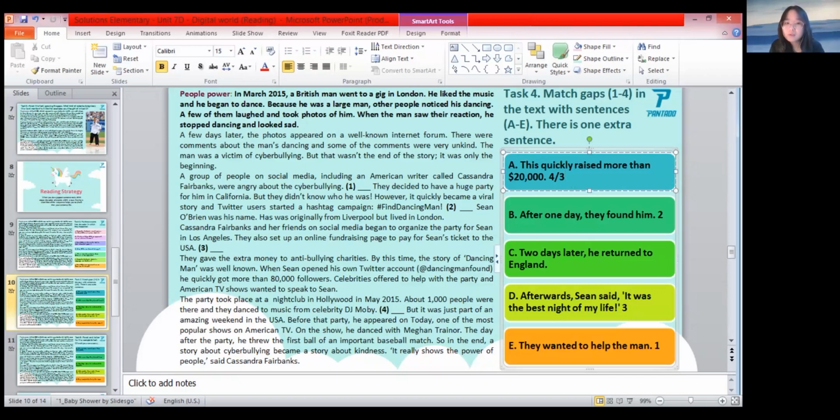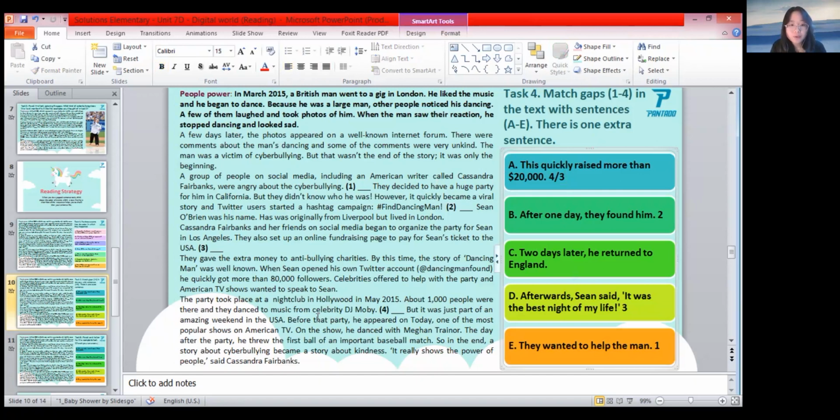If you put A here, okay, now reread the sentence again. They also set up an online fundraising page to pay for Sim's ticket to the USA. This quickly raised more than $20,000. It will be more suitable than D. Afterwards, Sim said it was the best night of my life. It doesn't make sense. I mean, D doesn't make sense for gap number 3. Okay, you understand what I mean?